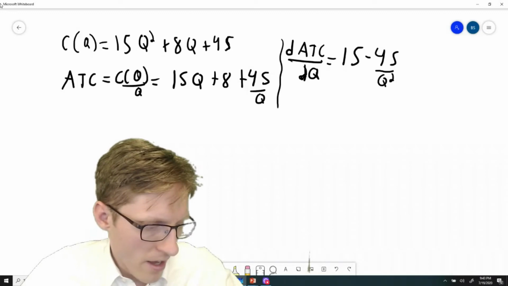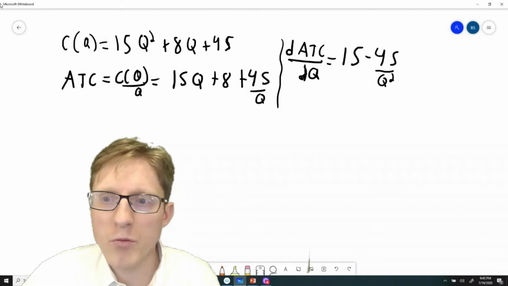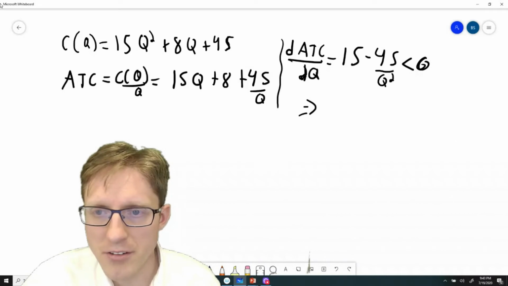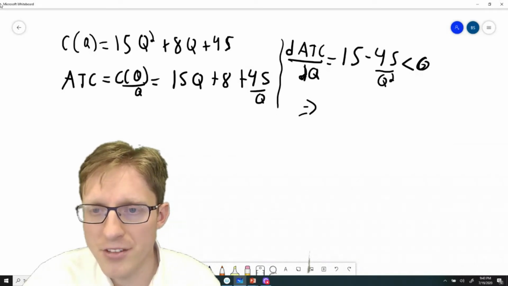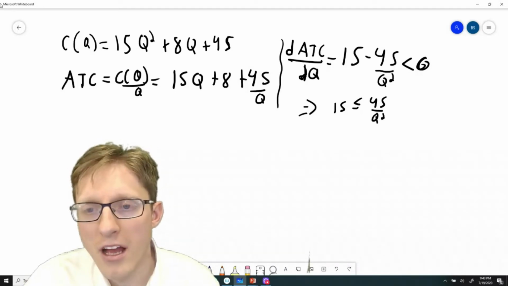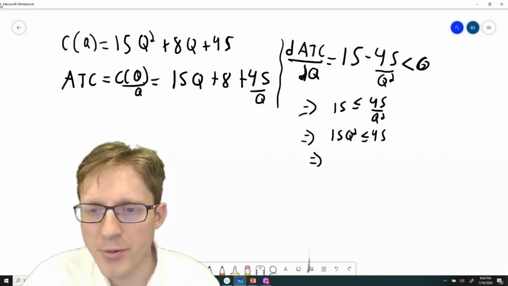Okay. And we want to find on what range there are economies of scale. So we can rearrange it some. We can add 45 over Q to both sides. Okay, so we get 15 is less than or equal to 45 over, well, actually it's over Q squared. And then multiply both sides by Q squared. So we get 15 times Q squared is less than or equal to 45. And then we can divide both sides by 15, yielding Q squared is less than or equal to 3.